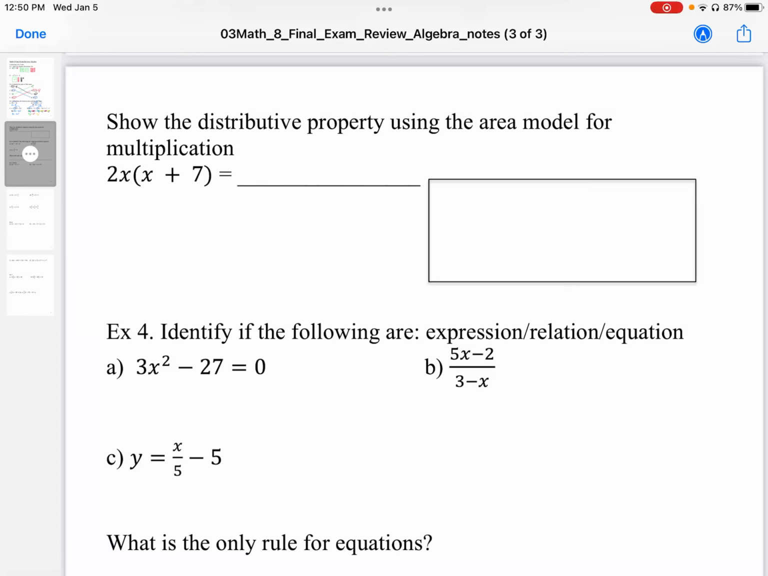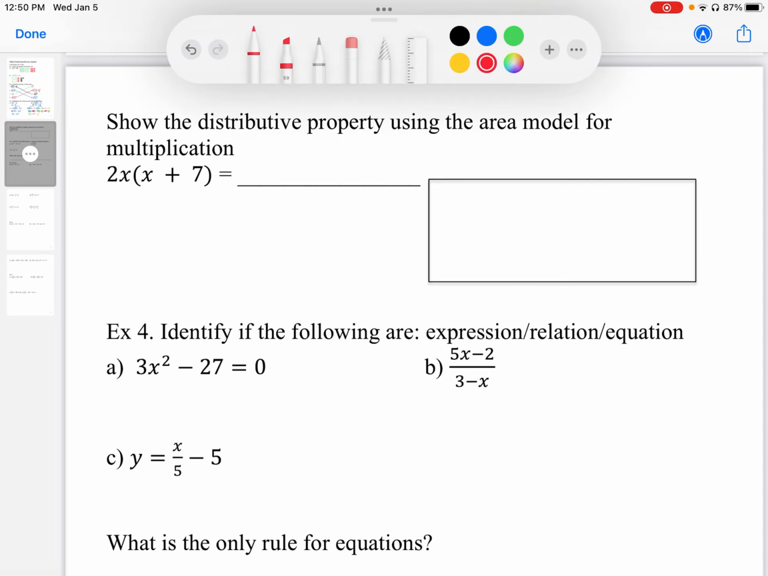When we have multiplication, we can use area model or length times width. So when I have this 2x times x plus 7, I know that one of these factors must represent the width. So I'm going to say that 2x is my width, that length there. And the x plus 7 then must represent the length. So this length here, we're going to represent that as x plus 7.